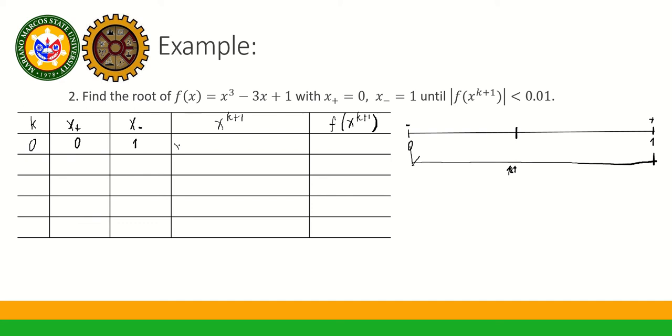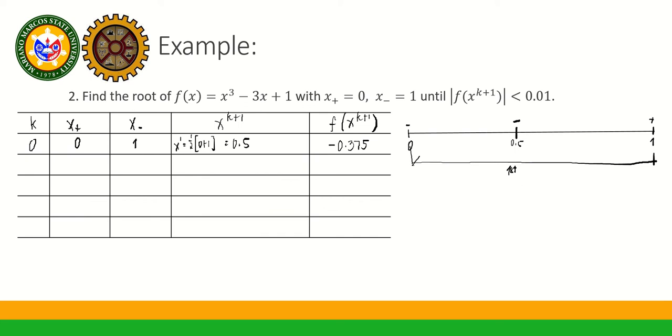So the formula here, x raised to 1 is equal to 1 half times 0 plus 1. So this is equal to 0.5. And we plug 0.5 into our function, we will get negative 0.375. So negative 0.375. Okay. So since it's negative, we put negative here and this is 0.5.